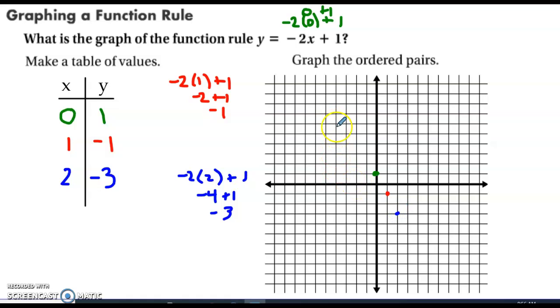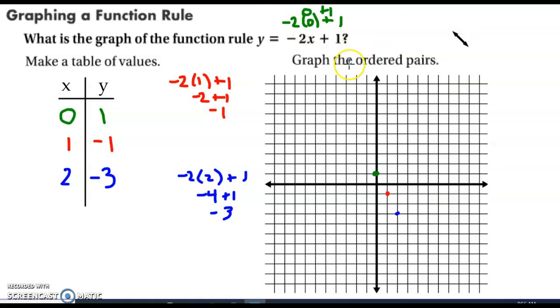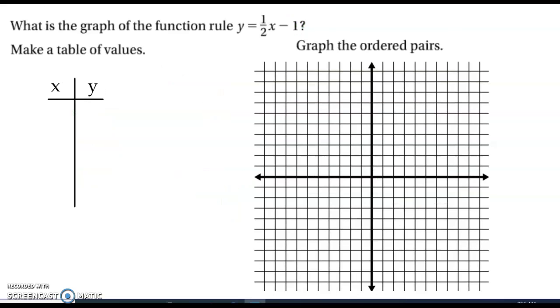So then we know it is going to be linear. It's in y equals mx plus b. So I can now use those points to make a line. I would have arrows on both ends to show that it goes forever, and there is my graph. Beauty. Let's try again.